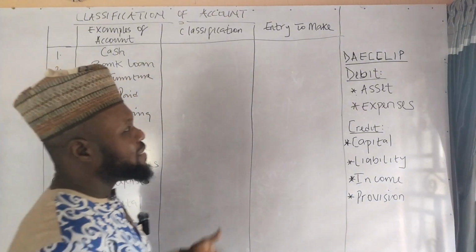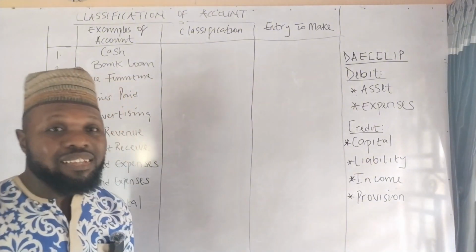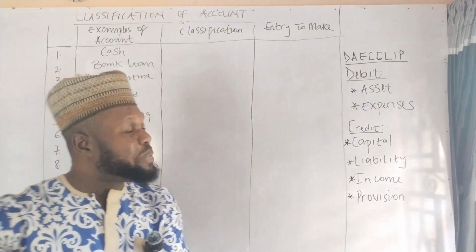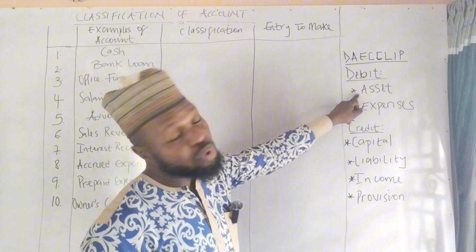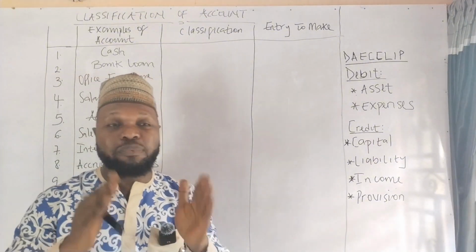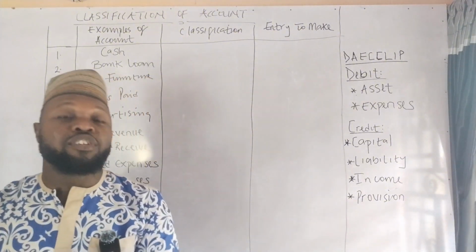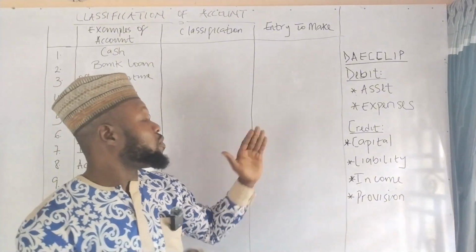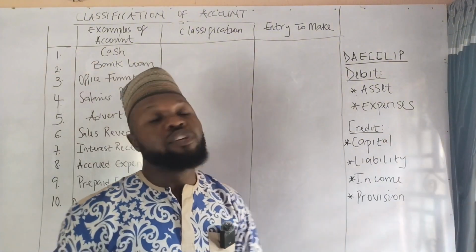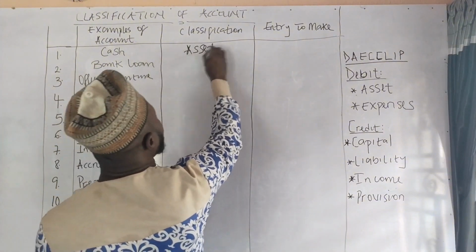And I said earlier that asset simply means what the business owns. Anything owned by the business that has value and is contributing to that business is what we refer to as an asset. And what is cash? Cash simply means money. It is as simple as that. Either the money is in the business purse or it is in the business account. So far as that cash belongs to the business, it is what we refer to as an asset. So to answer this particular question, we call cash an asset.